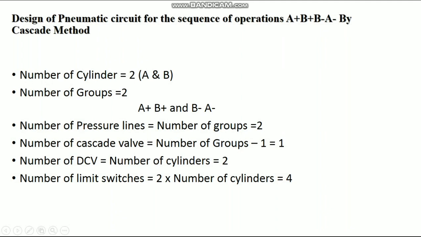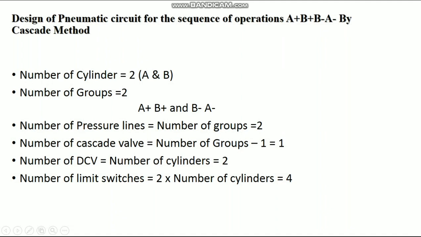and also in the same group, the same cylinder operation should not repeat. By means of these conditions, we can divide the groups as A plus, B plus and B minus, A minus. So the number of groups is 2.